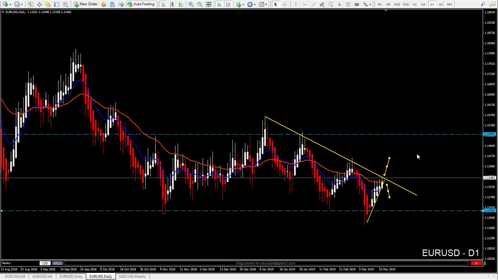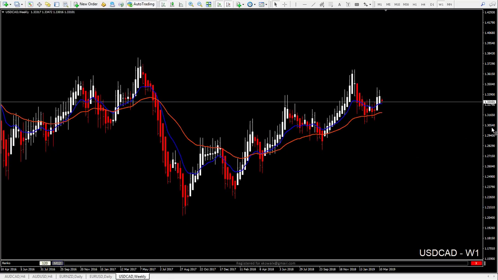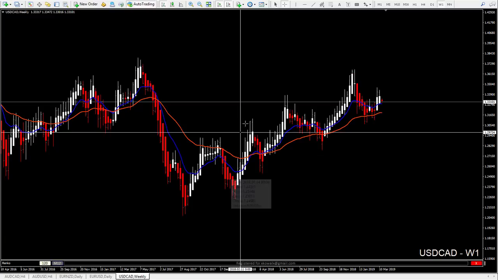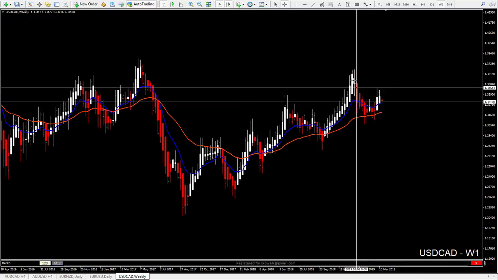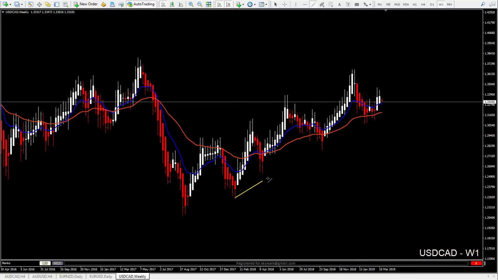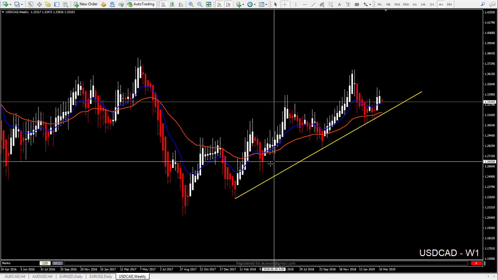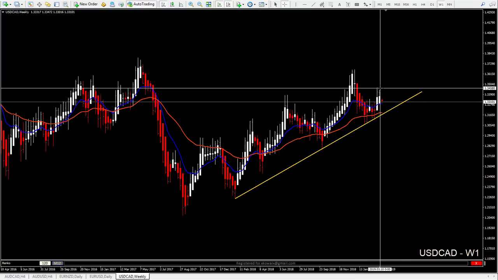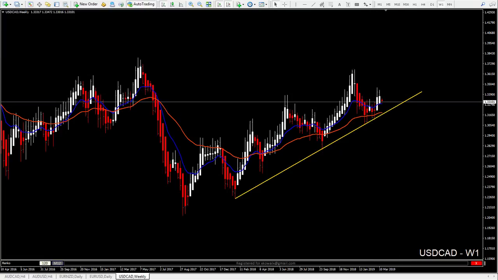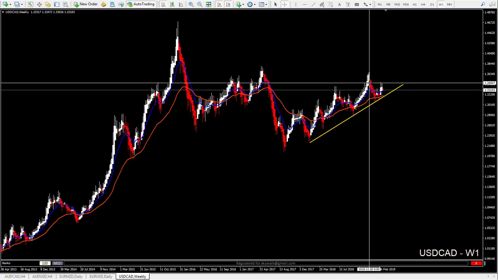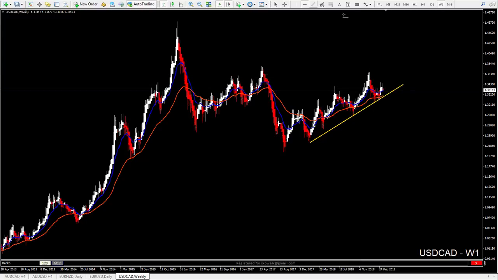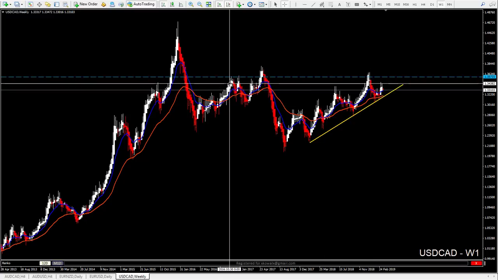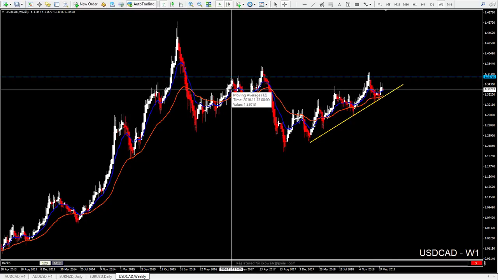Last pair is USD CAD, and what we see on this pair on the weekly chart is that it's still going up. Yes, we still have an uptrend. If we look at the daily time frame, we see that price was reacting on this trend line, bounced, went up. So let's look for the resistance, and for this pair the good resistance is of course on the previous highs. We also have small levels in between.